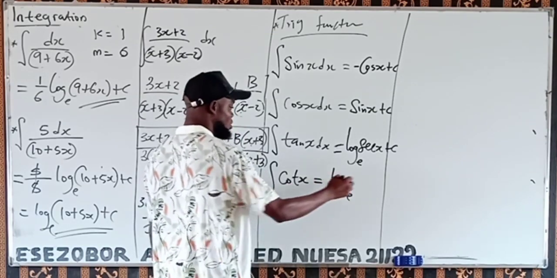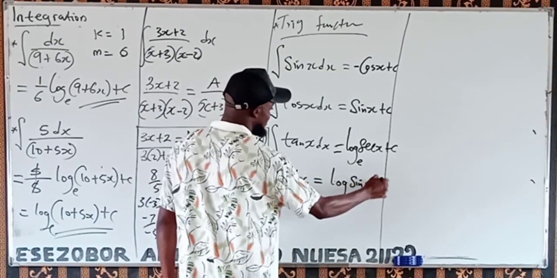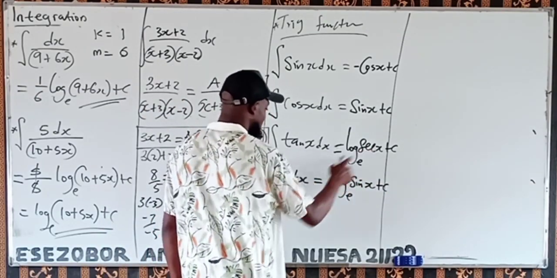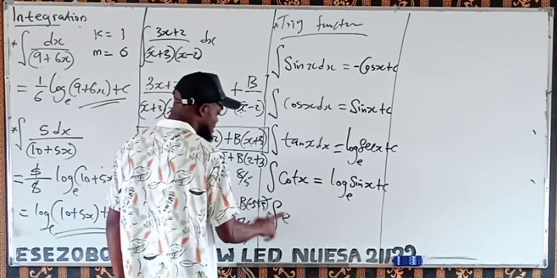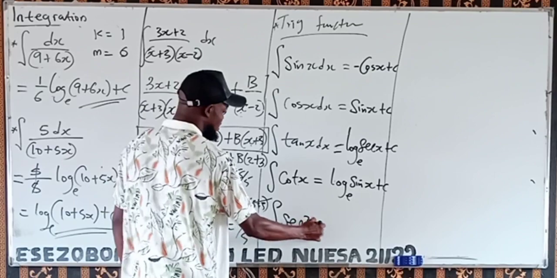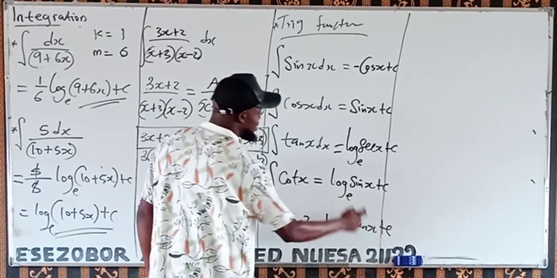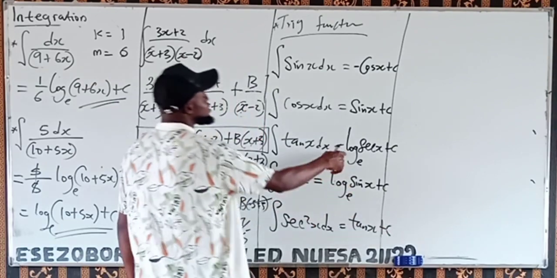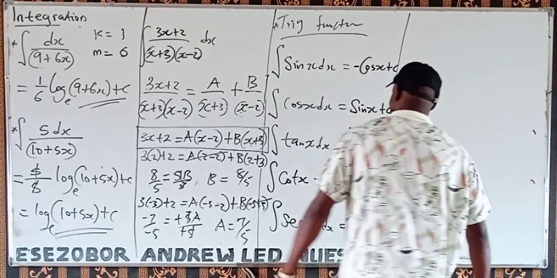Remember, cos S integrates to sin S plus C. I'm going to show you how we got this later. Then, if I integrate sec squared S ds, that gives tan S plus C. I'm going to show you how we got this and this later, because those two are not straightforward.